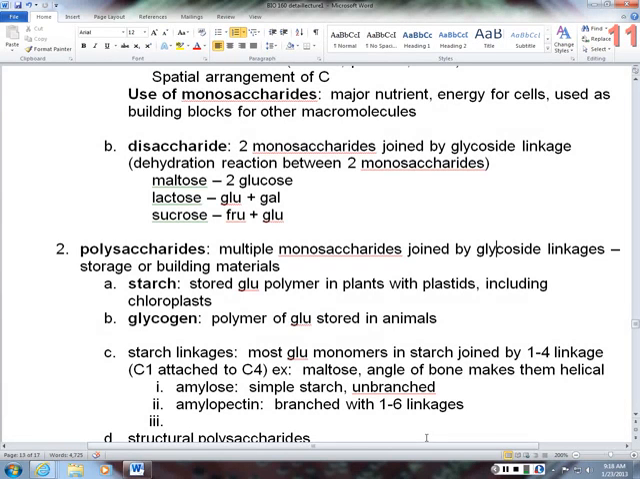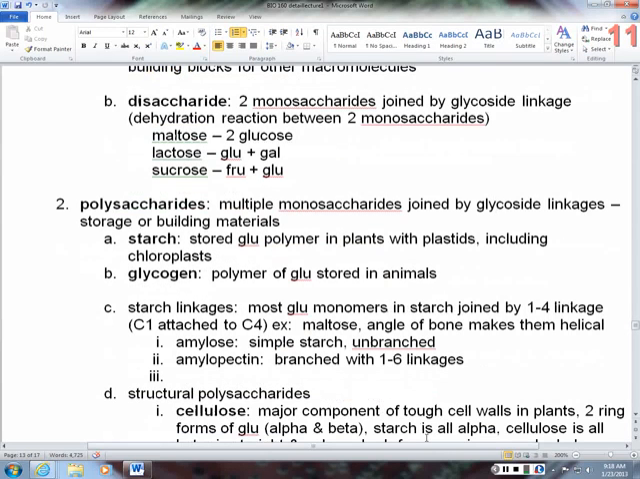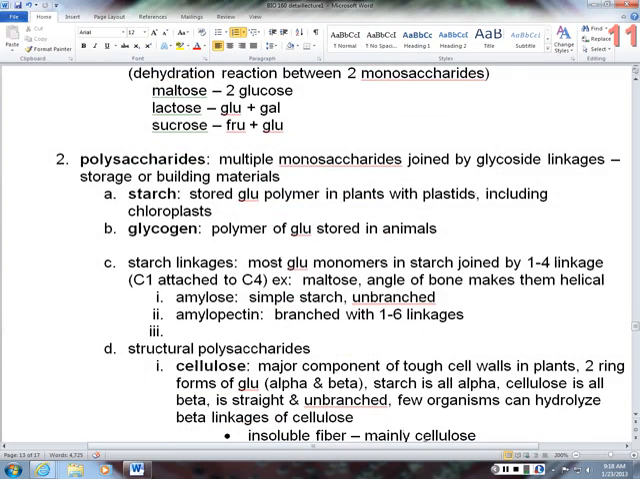So the starches are going to be joined by 1,4 linkages, which means carbon 1 is attached to carbon 4. And so the example with that would be maltose. And the angle at which they join with that makes them helical shaped in there. So amylose is a simple starch. It's unbranched in there. And then amylopectin is going to be branched with 1,6 linkages.